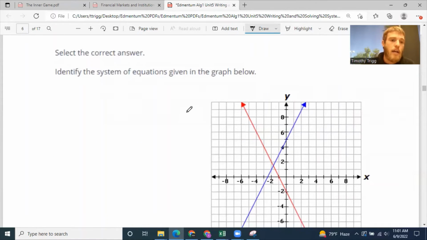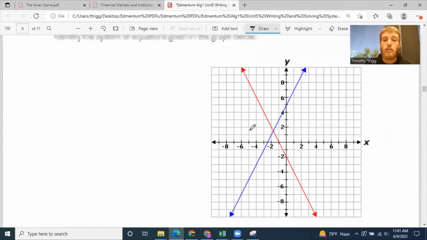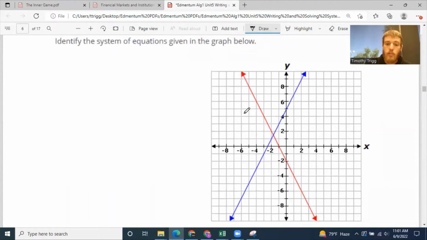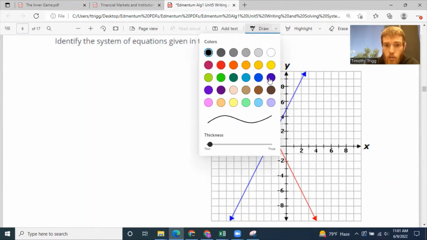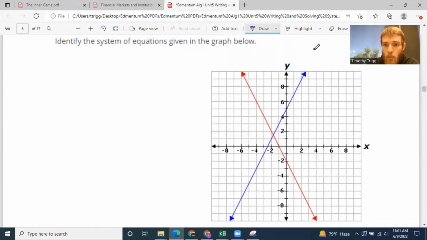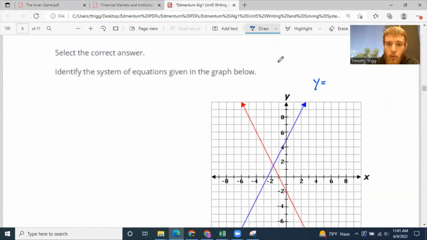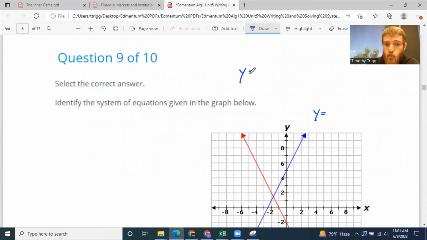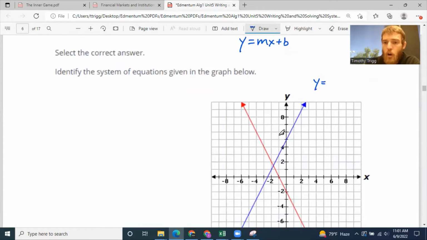Question 9. Identify the system of equations given the graph below. So here we just want to find the equation for each of these lines. Let's first work on the blue line. This would be y equals, and remember, we want to put the equations in slope-intercept form. That's y equals mx plus b, where m is the slope and b is the y-intercept. So what's our b in this case? Well, it's the y-intercept. So in this case, our b is 5. You can see that there.